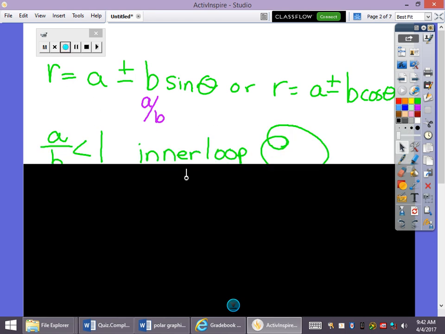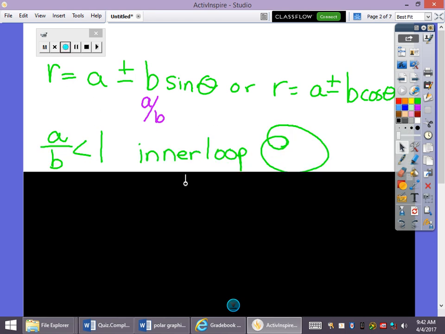If A divided by B is smaller than 1, I'm going to have an inner loop, and it looks like this. So in this box here, you would do A over B. If it is less than 1, it has an inner loop. Turn your paper sideways, draw a heart, and then put a little loop in the center.